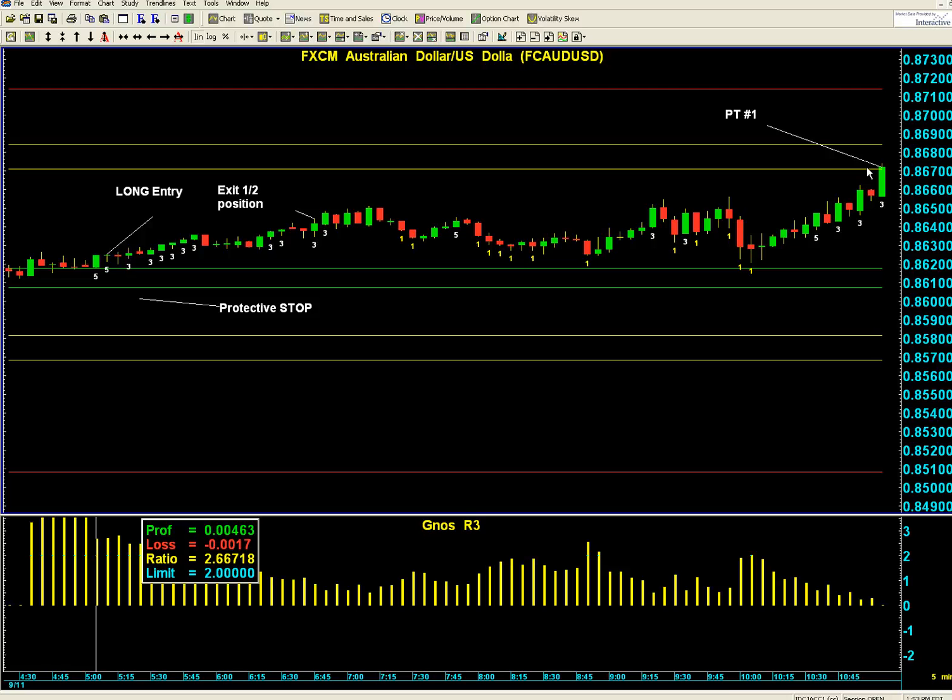So this trade lasted for about 6 hours. From beginning to end, that was good for 46 pips. Not a bad trade. Again, that was in the Aussie US dollar.